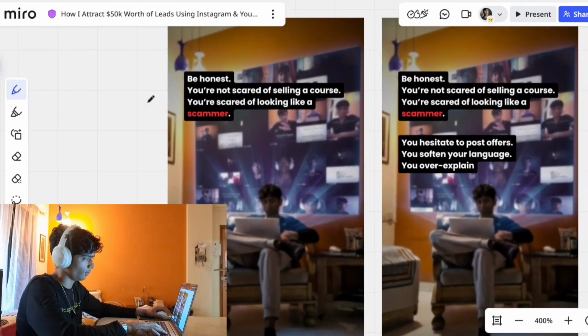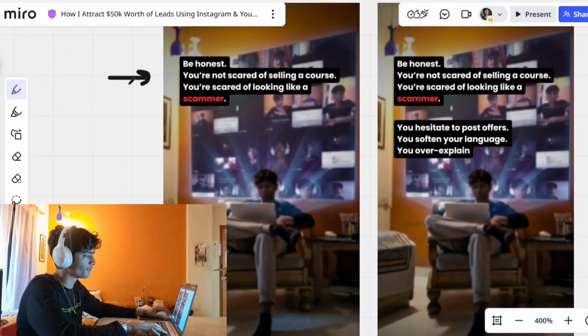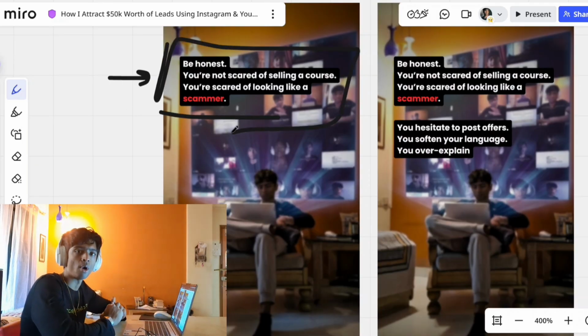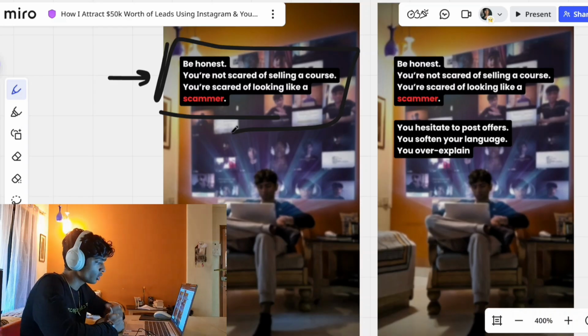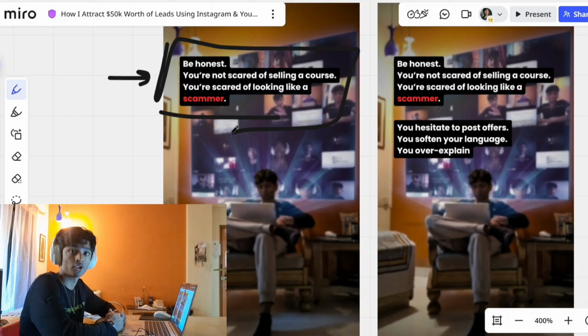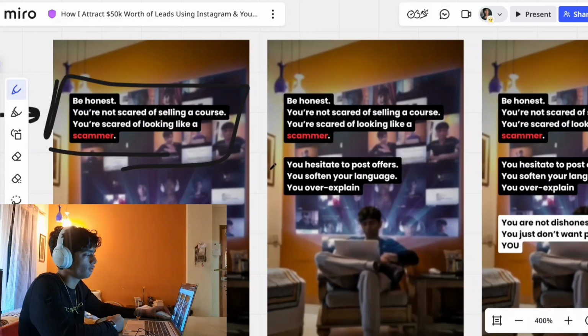Let's take a look at this story sequence. Be honest. You're not scared of selling a course. You're scared of looking like a scammer. This is the single most important objection a lot of people have from selling info. Entrepreneurs have this huge objection that they don't want to sell courses. So they're afraid to sell courses or pitch their products because they're afraid some 13-year-old kid is going to call them a scammer, right? You're not afraid of selling a course. You're afraid of looking like a scammer.